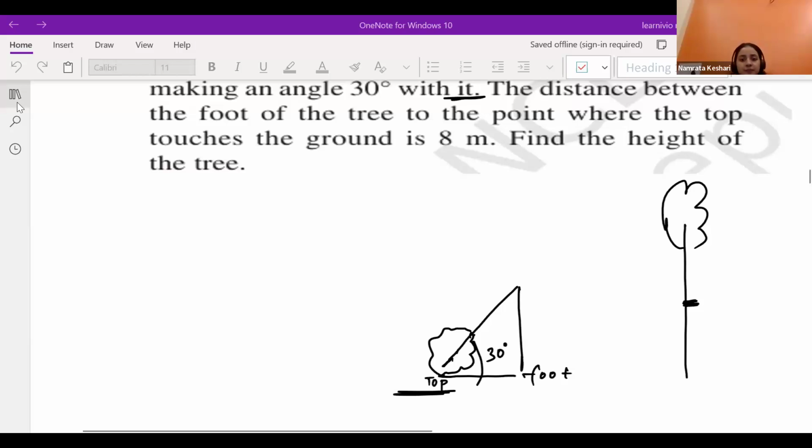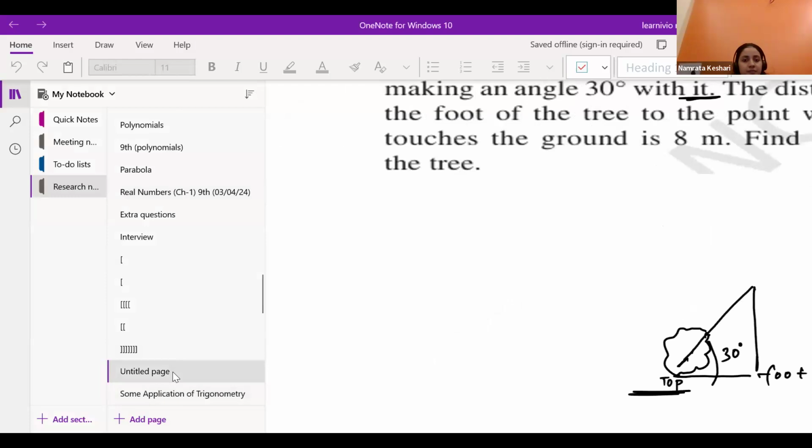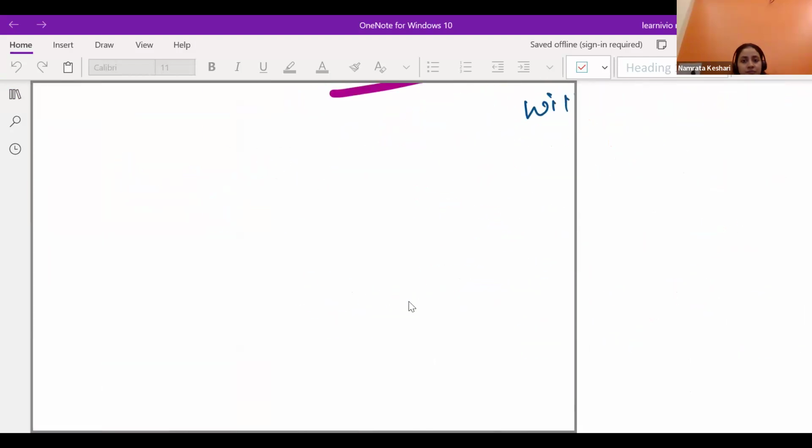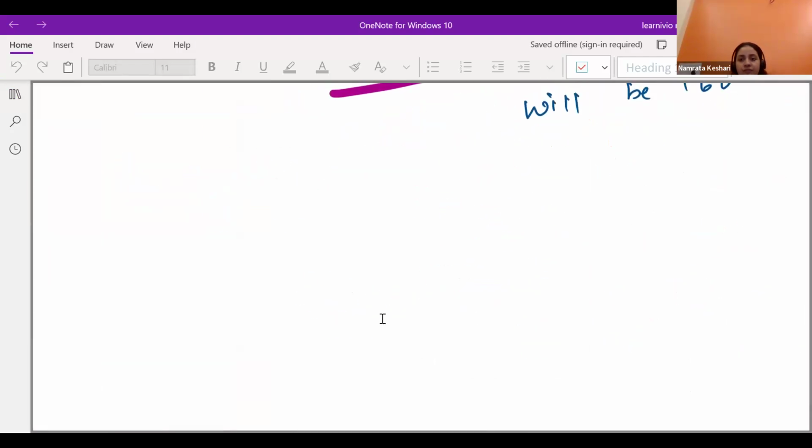Okay, so I wanted to discuss a few questions with you. Just a second, let me share my screen. Yes, everyone, please turn on your camera. Can you see my screen? Yes. Okay, so there are a few questions which I have taken out and I want to discuss them with you all.